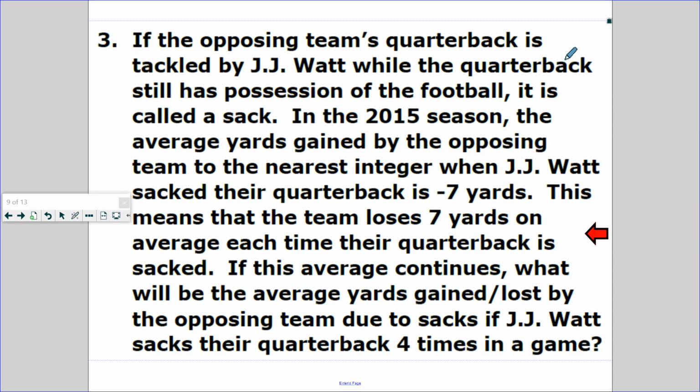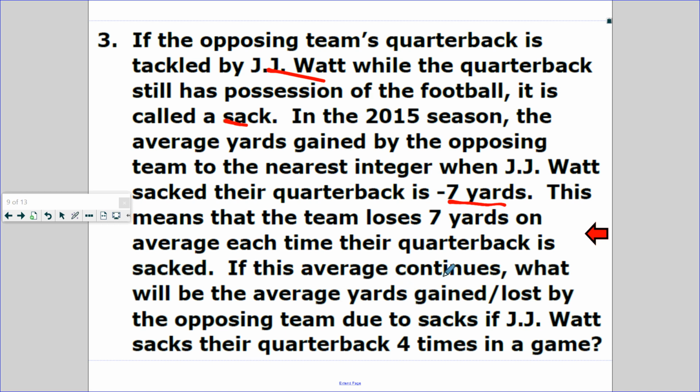Number 3. If the opposing team quarterback is tackled by J.J. Watt while the quarterback still has possession of the football, it is called a sack, and he is known for those. In 2015, the average yards gained by the opposing team, to the nearest integer, when J.J. Watt sacked their quarterback is negative 7 yards. Way to go, J.J.